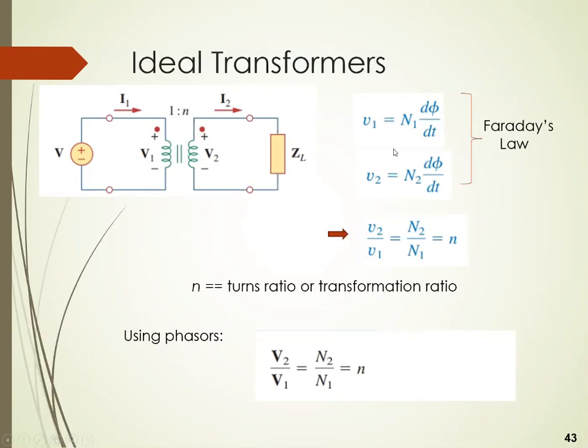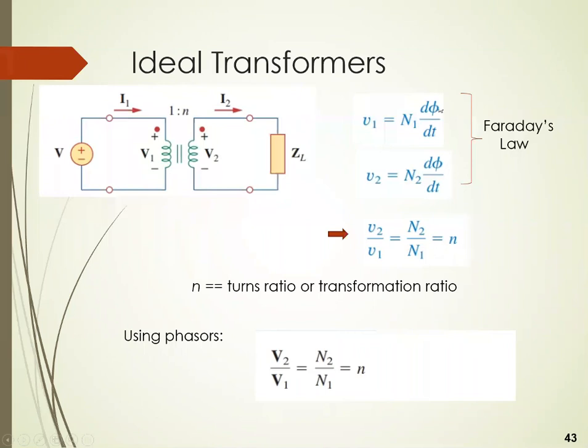So if we divide this voltage V2, which is the voltage across the secondary coil, I'm sorry, over the voltage V1 across the primary coil, then the differentiator term will cancel, and you have N2 over N1, which is equal to the turns ratio, okay? So that's another definition for the turns ratio.